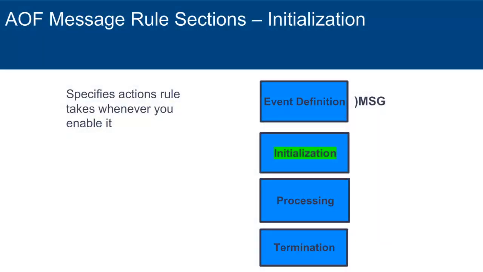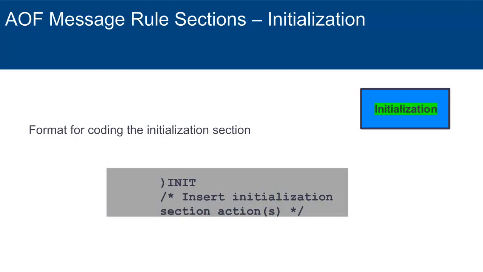The initialization section of a rule specifies actions the rule takes when it becomes enabled. The initialization section is optional. If included, it always follows the event definition section. This section executes in the Ops MVS main address space. Use this format for coding the initialization section.